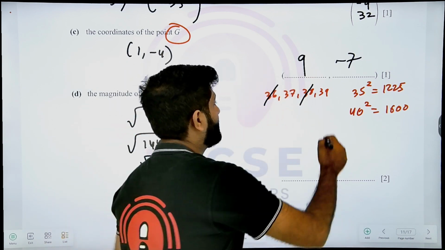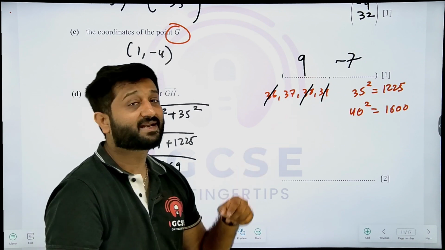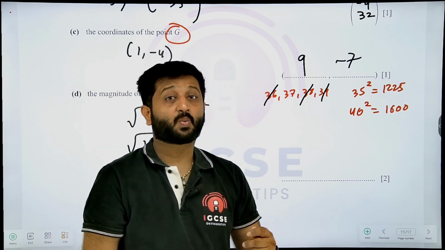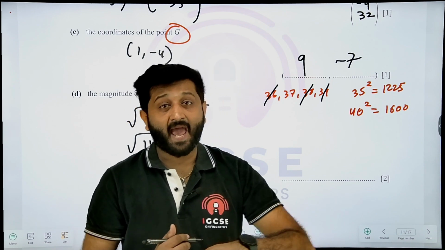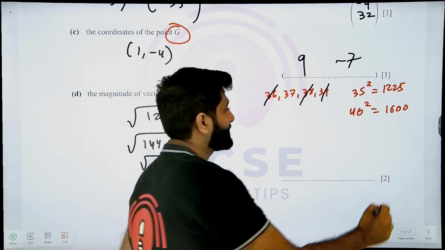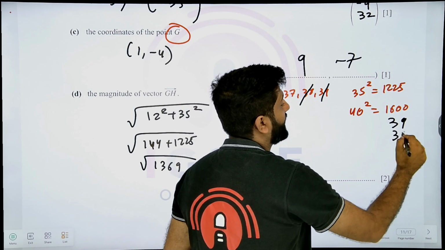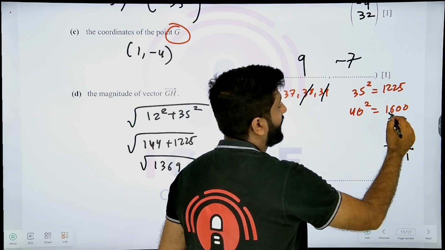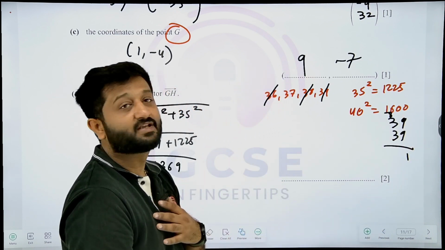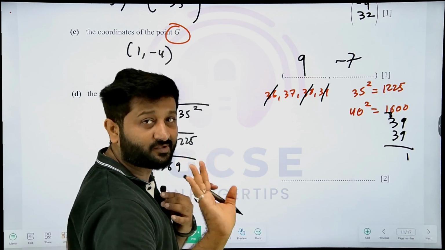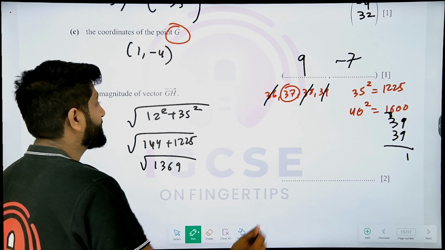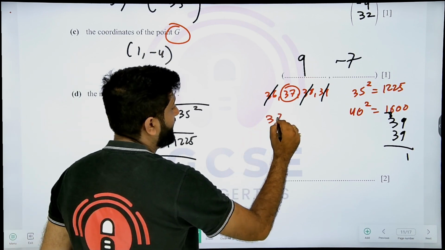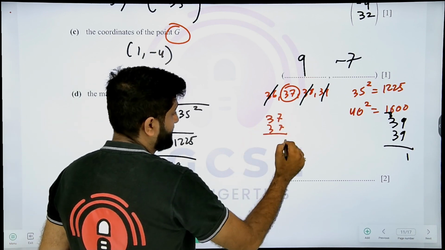I can also eliminate 39 because I know the last digit is 9. So the square of any number that ends with 9 has to end with 1. Why? Because let's say even if I am doing 39 into 39, 9 9s are 81. Right? So if this could be a square, the only possibility is that this could be a square of 37. I think now we can verify this. 7 7s are 49.